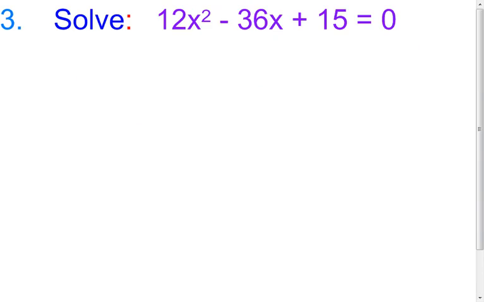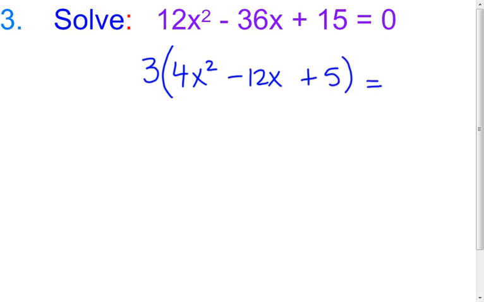Alright, here's another one. Again, you want to ask yourself, is there anything I can factor out of 12x squared minus 36x plus 15? And in this case, you can pull a 3 out. So I will pull a 3 out. And then I have 3 times 4x squared gives me 12x squared. 3 times negative 12x gives me negative 36x. And 3 times 5 gives me the 15. Okay. So, don't forget to bring down what you pulled out in front.